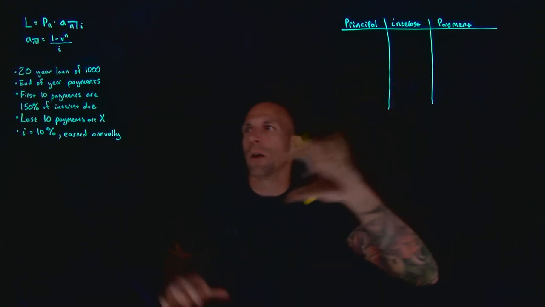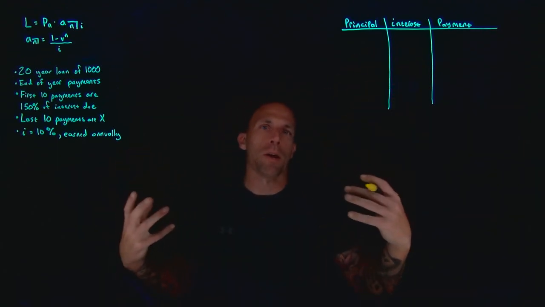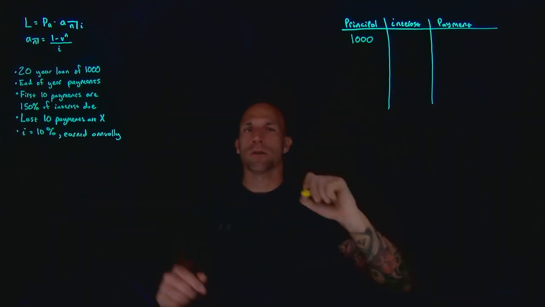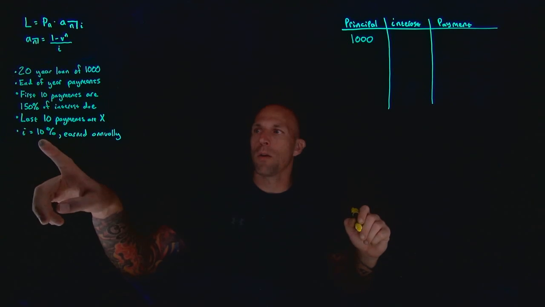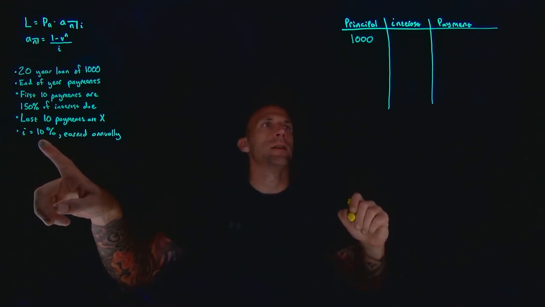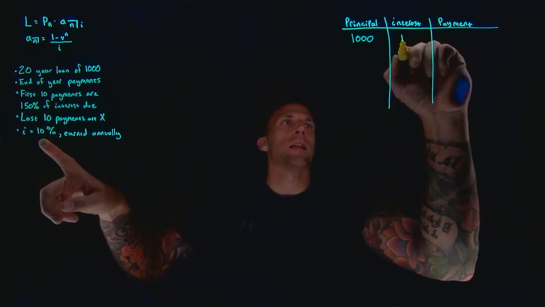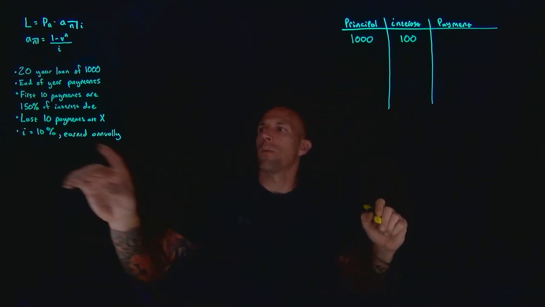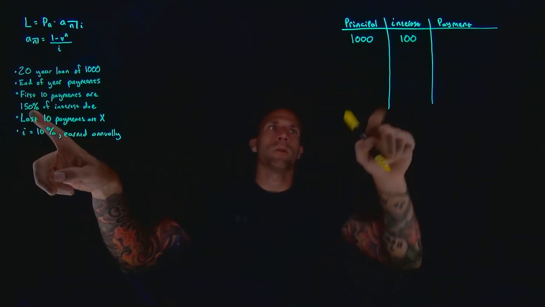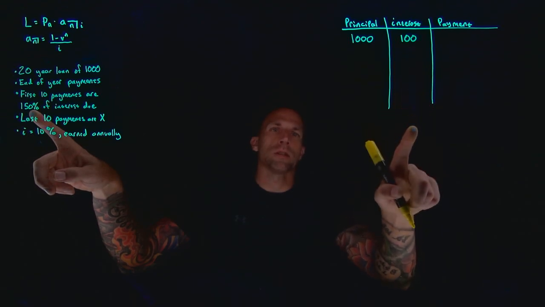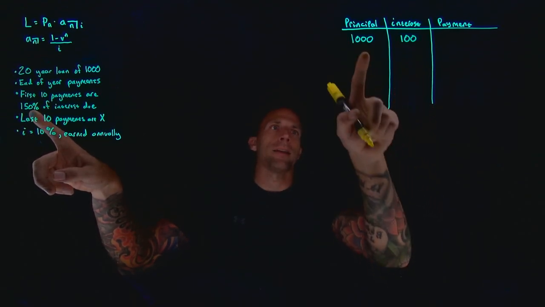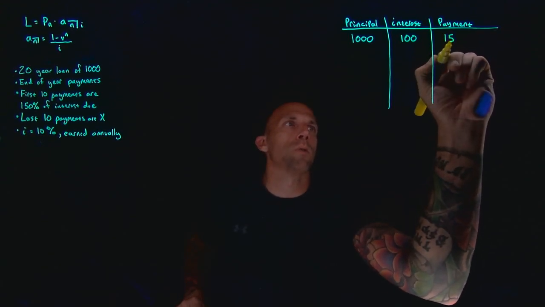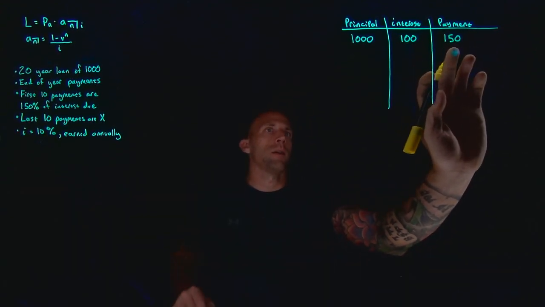So let's look at this loan and think about what's happening year over year. We start with a principal of $1,000. We earn 10% annually, so that means at the end of the year, we've got an extra $100 we need to pay off. And we're going to make payments that are 150% of whatever the interest is that was earned for that year. So 150% of 100 is just 100 times 1.5.